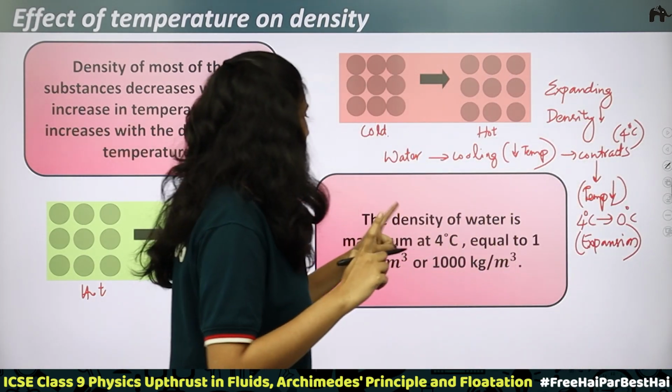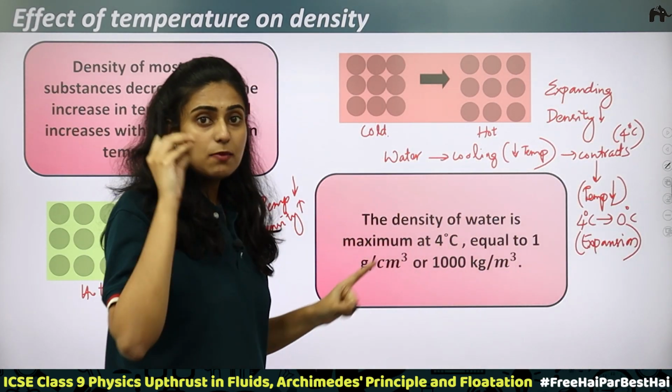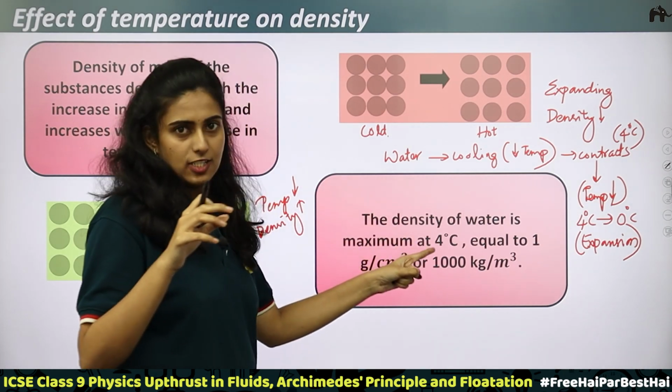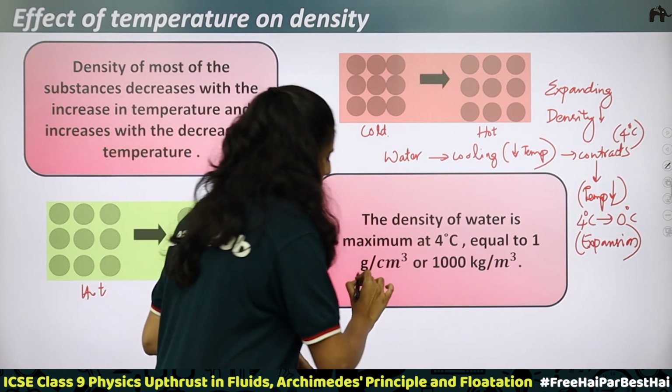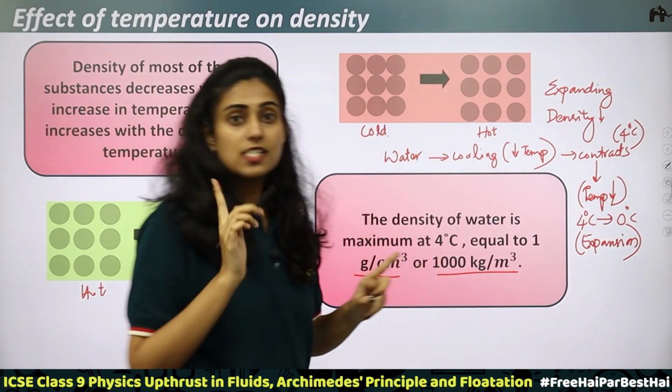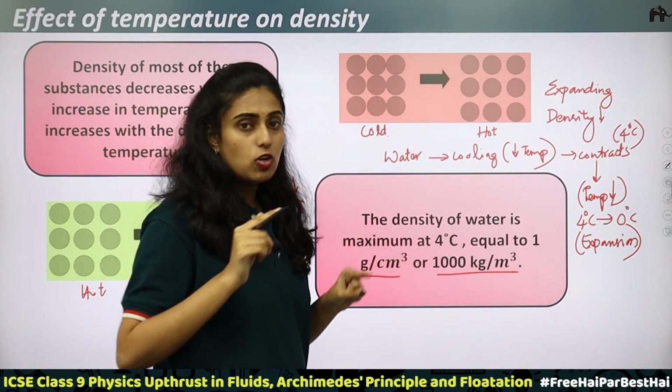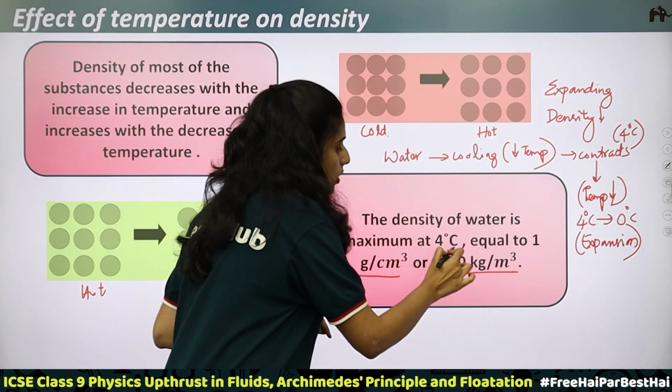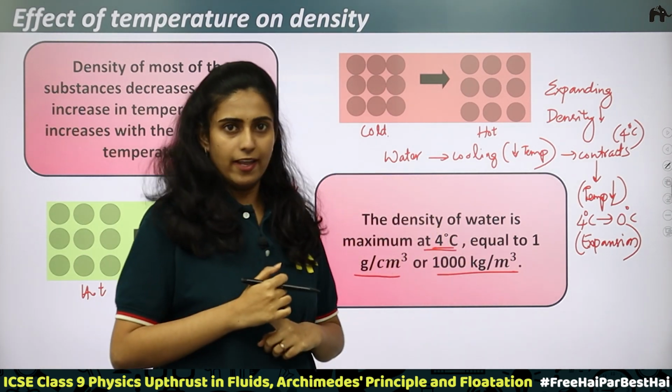So, the density of water is maximum at 4 degrees Celsius, equal to 1 gram per centimeter cube or 1000 kilogram per meter cube. This is the density of water. So, the density of water is taken when the water is at 4 degrees Celsius. This is a maximum value.